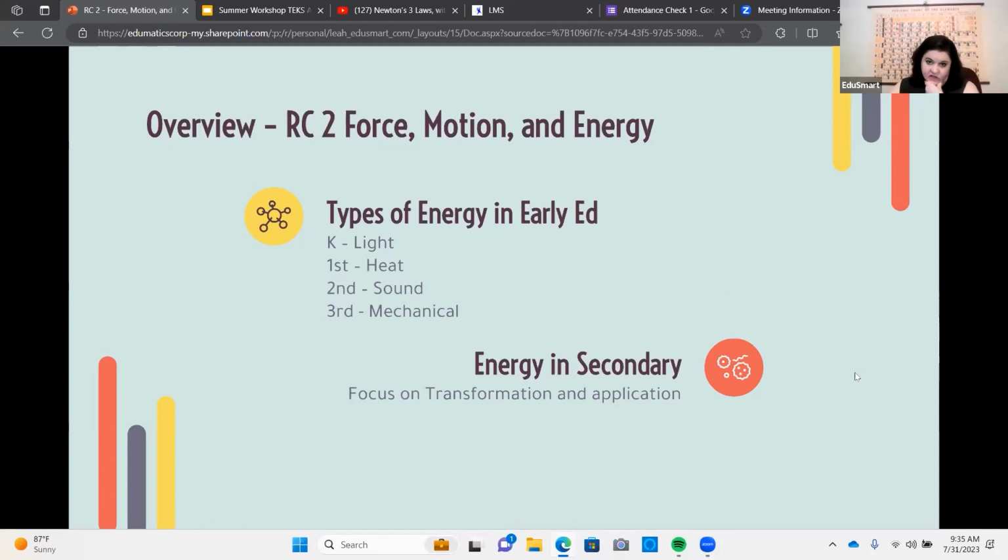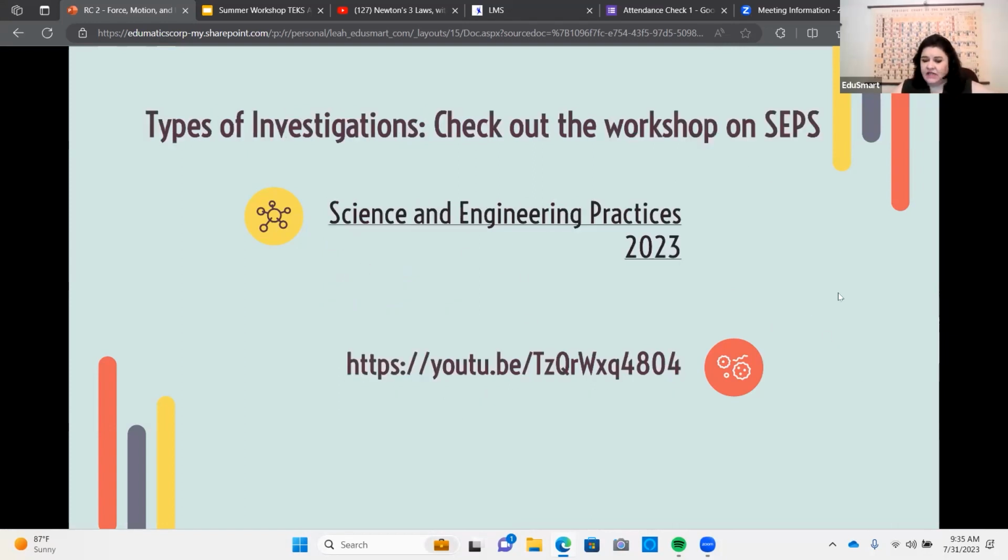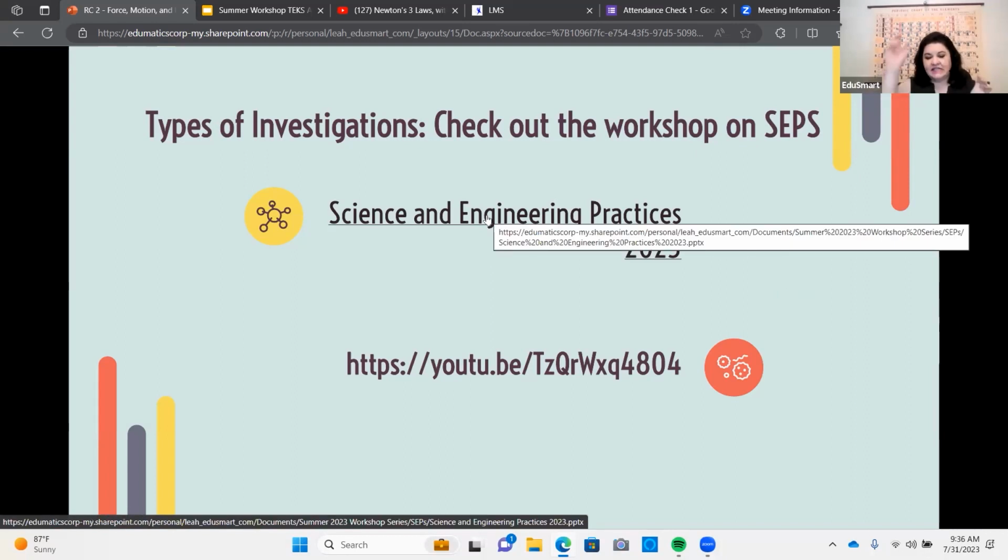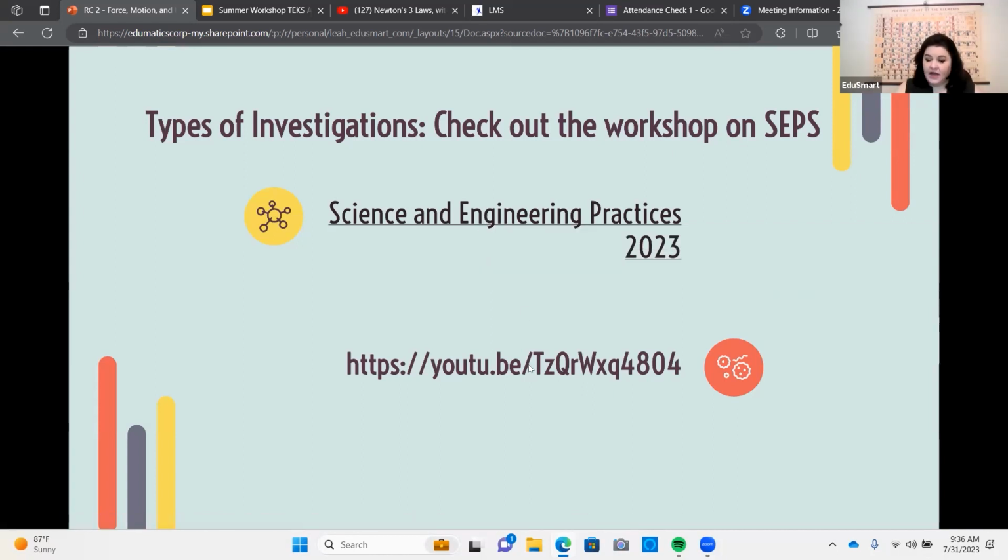So again, big changes. One of the things that's changing a lot is it's specific about the types of investigations that you need to use. We did an entire workshop on the new science and engineering practices and went in depth on what each of the types of investigations are and what it might look like in a different level of classroom. So I've included a link to the slide deck for that workshop because it does have separate slides for each of the different types of investigations and ways that you can implement it. This is the link to the video for that workshop.